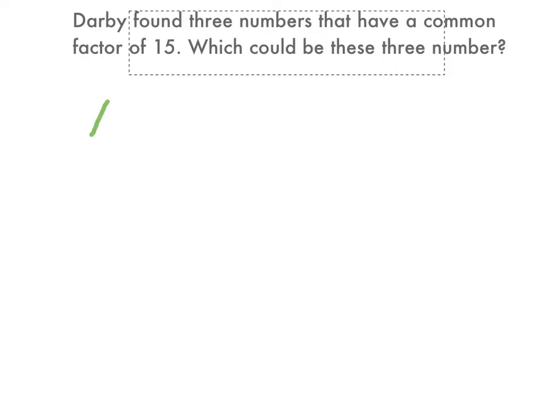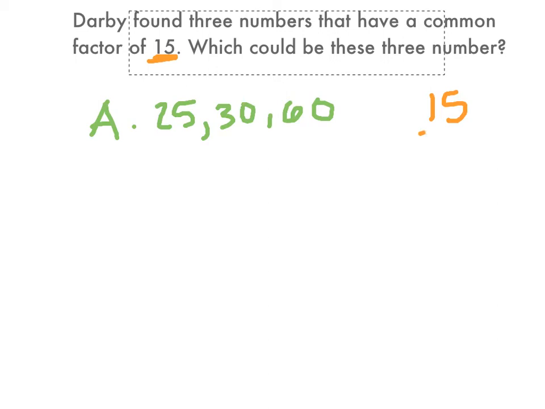So our options were A, 25, 30, and 60. So let's look at that one. First thing I look at is the fact that we need to figure out if 15 goes into these three numbers. So real easy, does 15 go into 25? And if you don't know, we can make a little multiple tower. 1 times 15 is 15, 2 times 15 is 30. So very quickly, we know that A cannot be the correct answer.